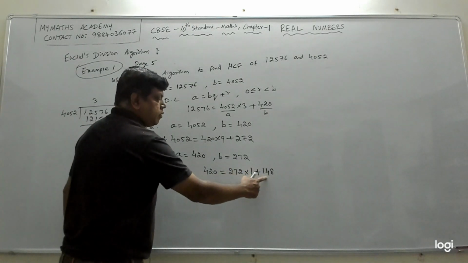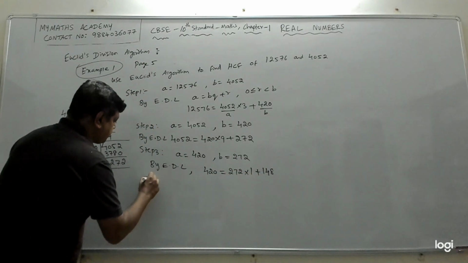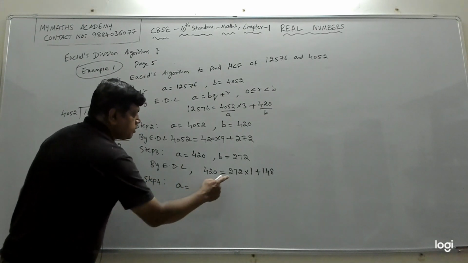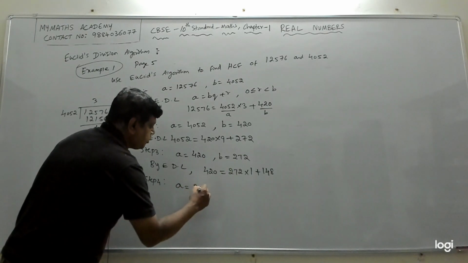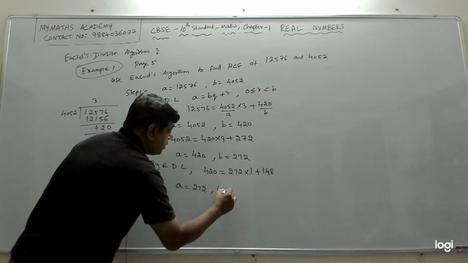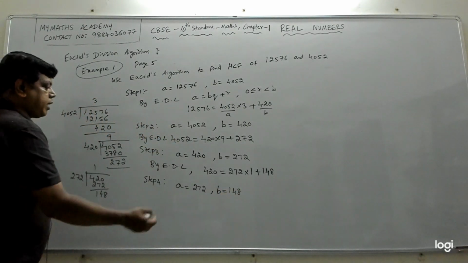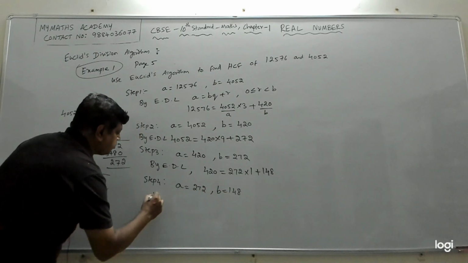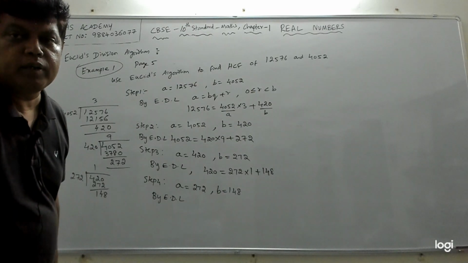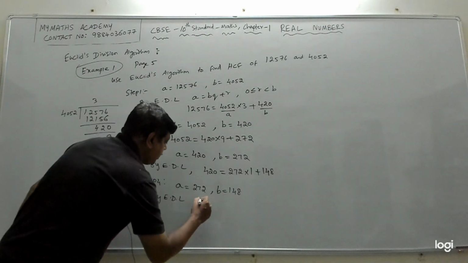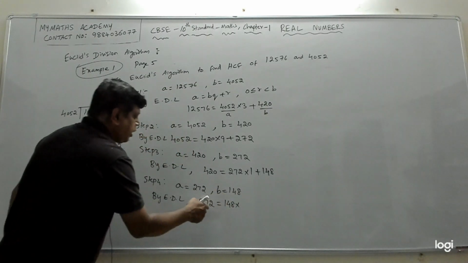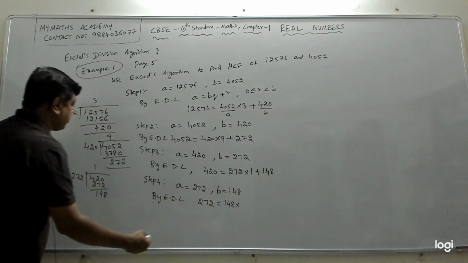This is the R. R is not equal to 0. Again we should go to the next step. Step 4. We should keep on doing this step. So step 4, what is my A? My A is equal to the B of the previous step. This is 272. And my R will become B. B is equal to 148. Now again apply Euclid's division lemma between these two. By Euclid's division lemma, what do we have? A equal to, which means 272 equal to B into what? To find that you divide 272 by 148.